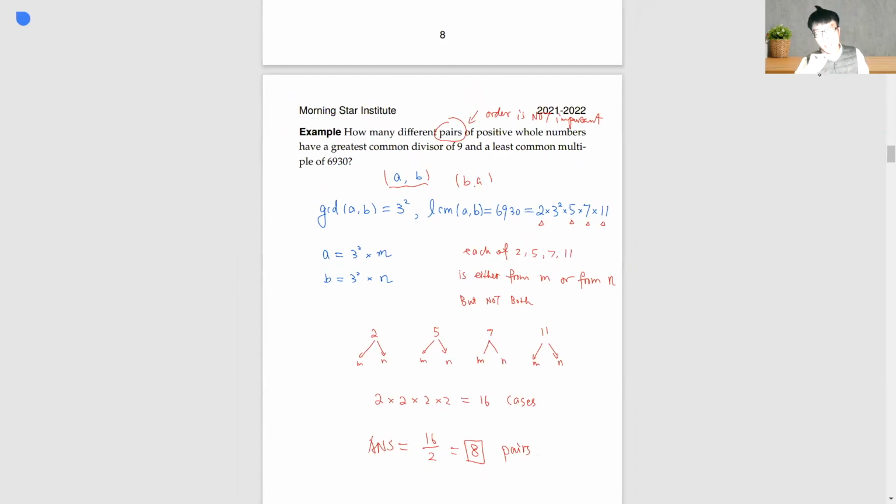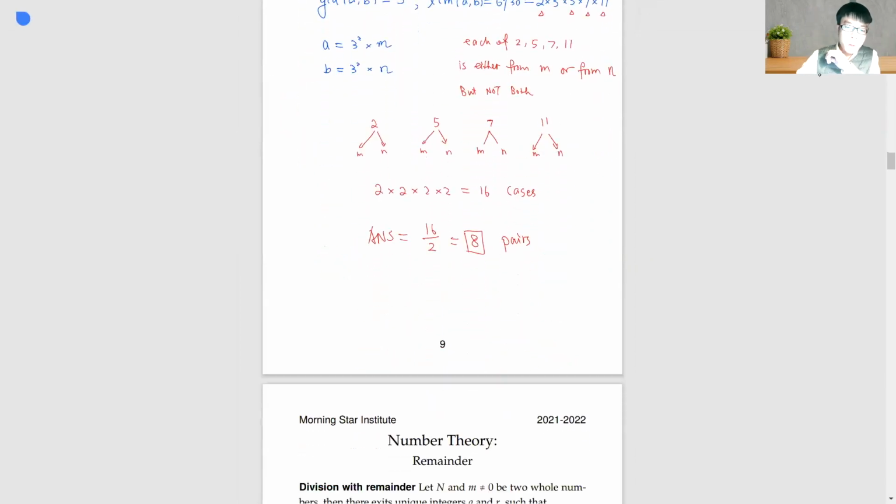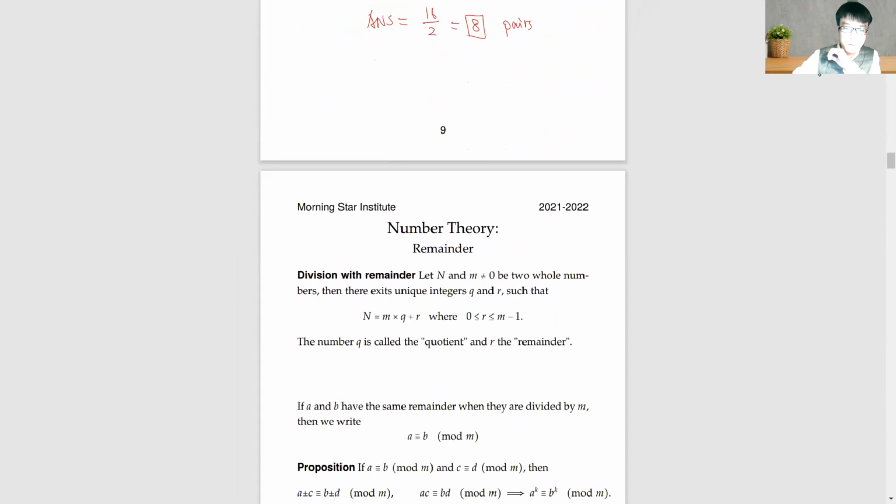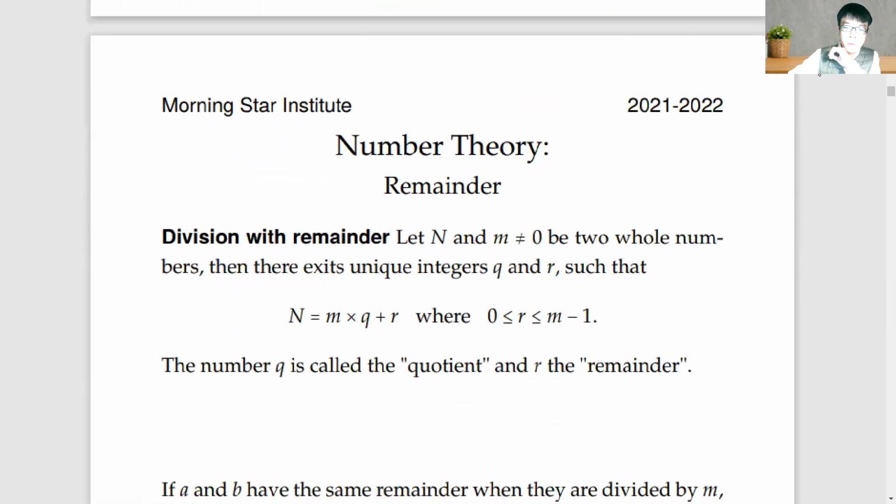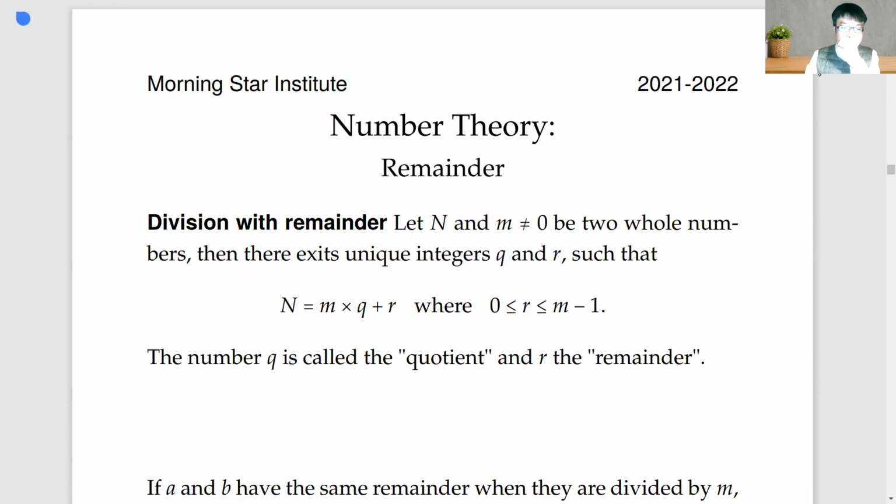There's one more topic in number theory. It's called remainder. At the beginning we mentioned two numbers, one divisible by the other. But in many cases, one number is not divisible by the other. If that's the case, we will have something like a remainder. So here we study the remainder. We call it division with remainder.